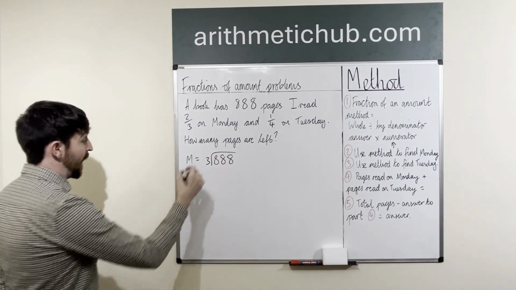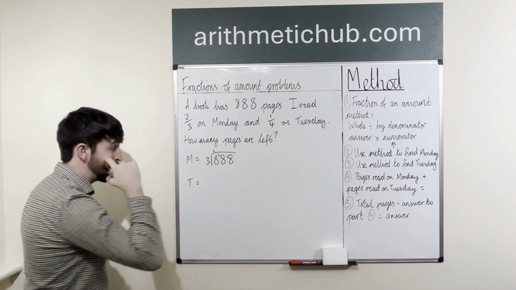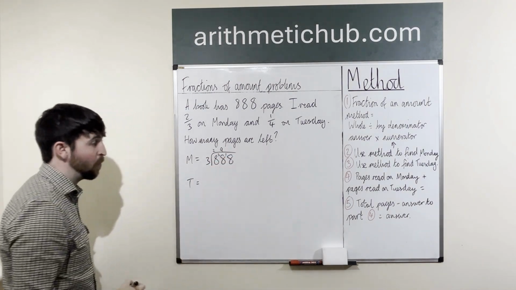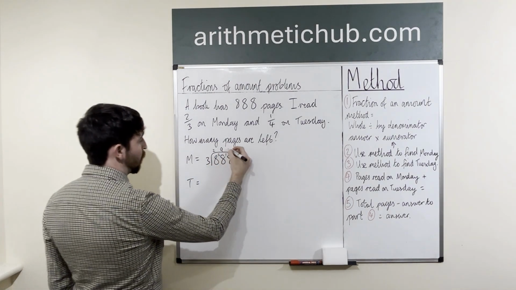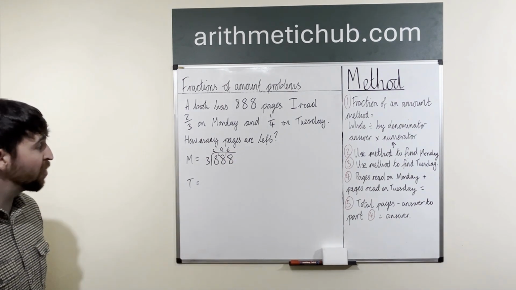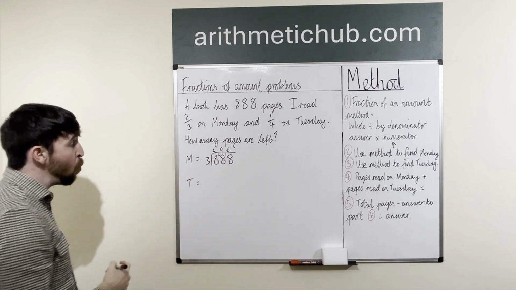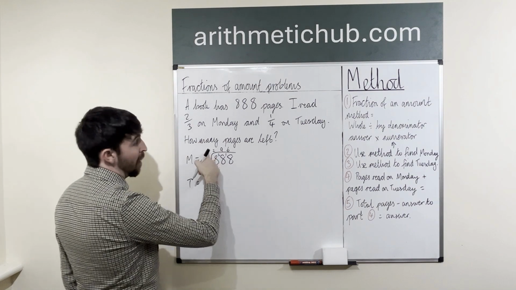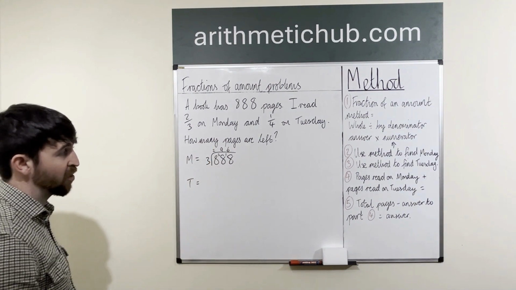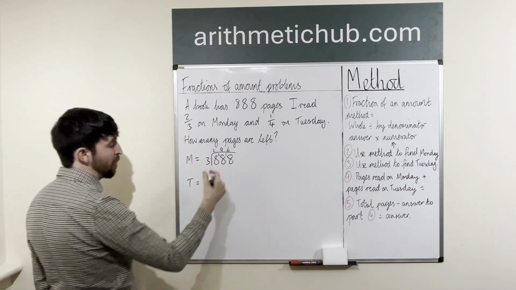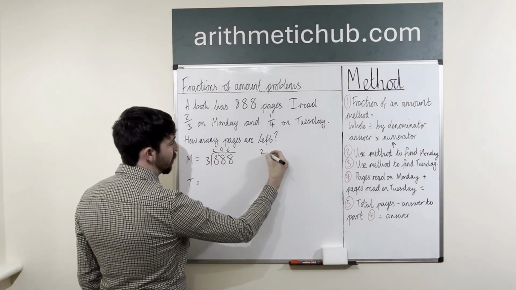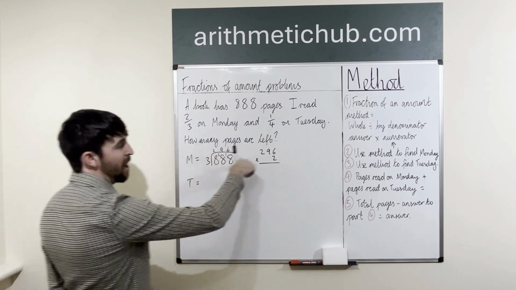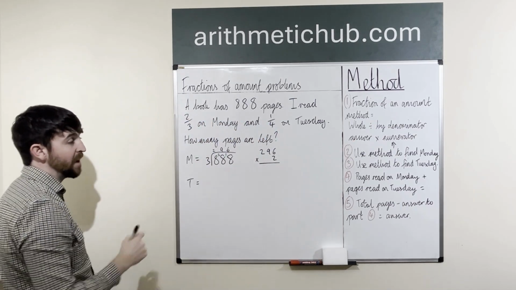3 goes into 8 twice with a remainder of 2. 3 goes into 28 9 times with a remainder of 1. 3 goes into 18 6 times. So I know that 1/3 of 888 is going to be 296. I've found the first part of my fraction of amount method, but it said I needed 2/3. So now what I need to do is 296 times 2. Because I've got my answer, I'm going to multiply it by the numerator.